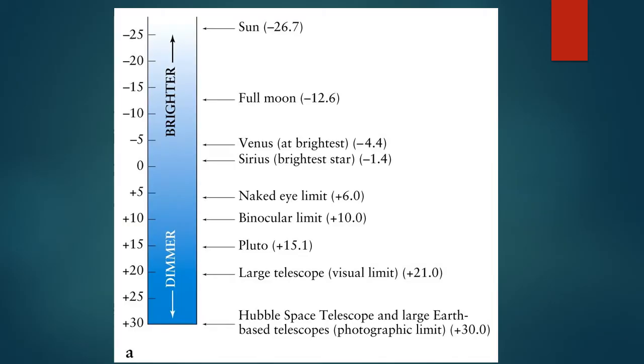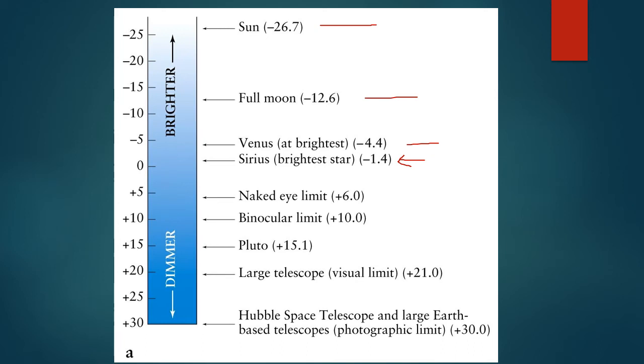Okay. So the sun is close to magnitude -27. The full moon is close to magnitude -13. Venus can get brighter than magnitude -4. Sirius, depending on how you measure it, is magnitude -1.5 or magnitude -2. There are different ways of measuring magnitude: magnitude as your eye sees it, or magnitude as the camera sees it.